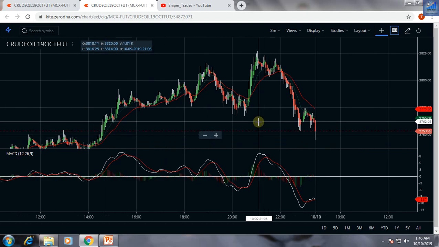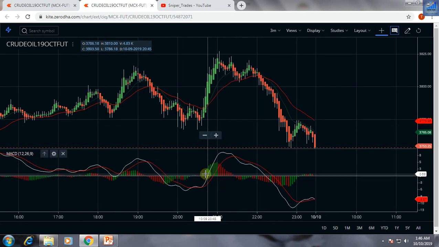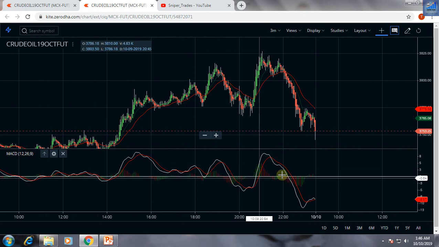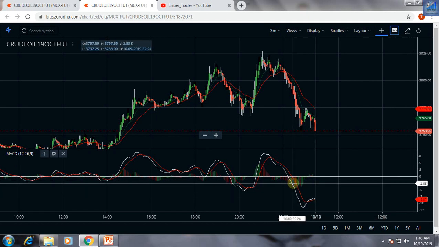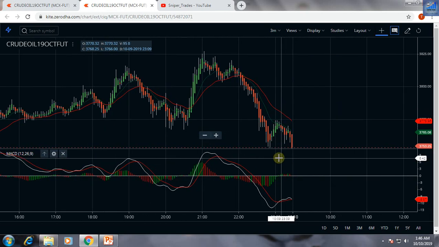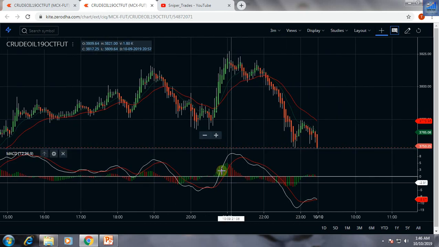And also see that if this MACD line is above this baseline, it means that the price is in a general bullish direction. And if the MACD line is below this baseline, the 0 line, it means that the price is in a general bearish trend or downtrend. So what I have to tell is that if the MACD line is above this baseline, the general trend is in a bullish direction.